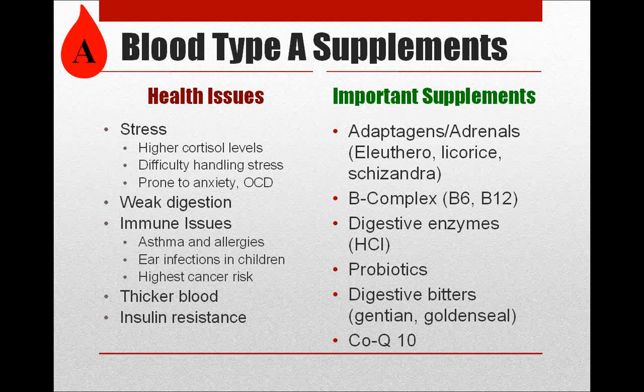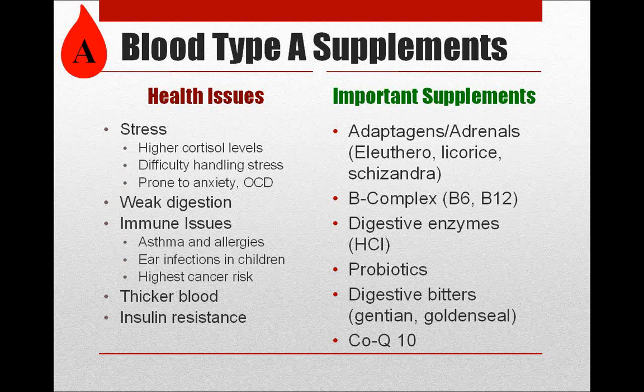The health issues, we've talked about the stress. The immune issue with asthma and allergies. Actually, one of the studies showed that 84% of all ear infections in children were in A blood types. And it's just because they can't recognize a lot of that bacterial stuff coming in.